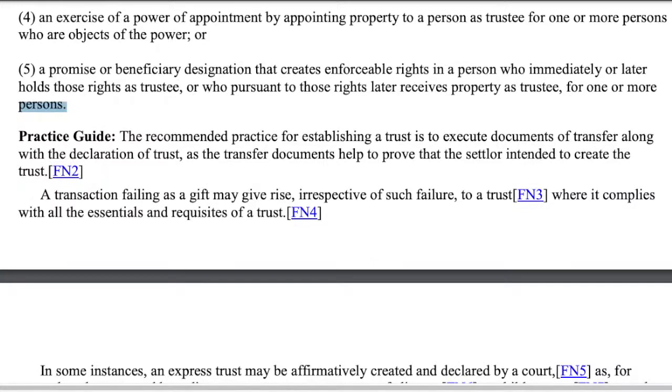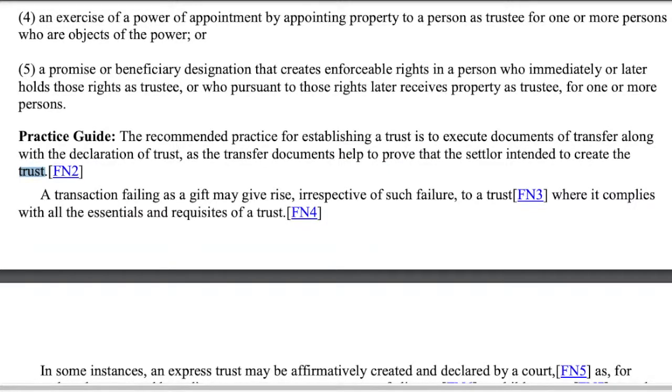That's the beauty of American jurisprudence. We get some good tips usually after this type of curveball. Practice guide. The recommended practice for establishing a trust is, pay attention, get your pencil, to execute documents of transfer along with the declaration of trust, as the transfer documents help to prove that the settlor intended to create the trust.